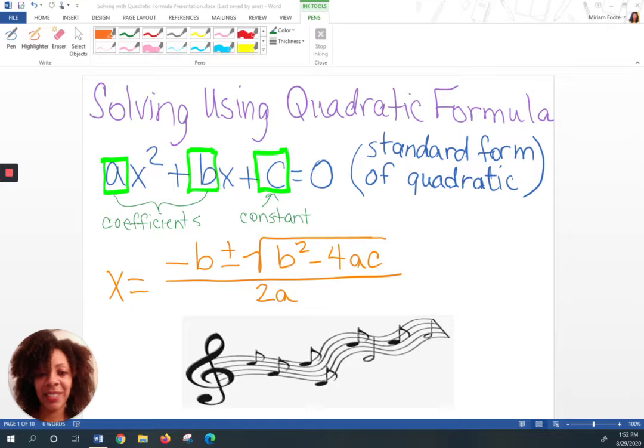My 9-year-old son would like to give you some advice on how to memorize the quadratic formula.